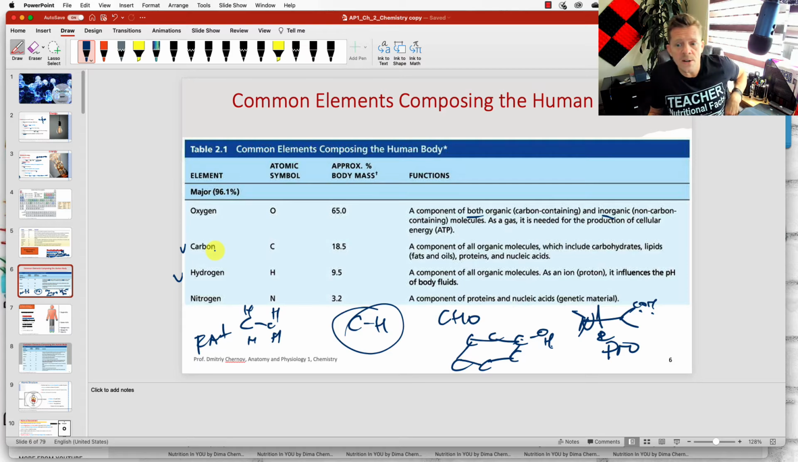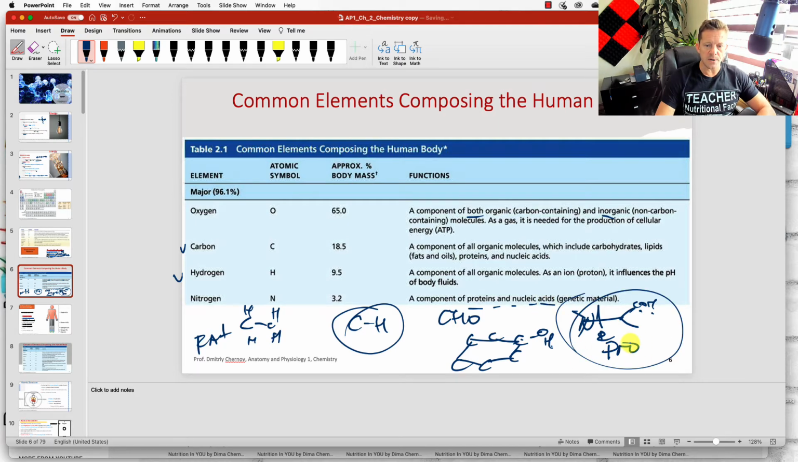Also, we obviously consume inorganic, like minerals, for example. Vitamins would be organic. Minerals are inorganic. And nitrogen, a component of all proteins and nucleic acids, right? Proteins are making the nucleic acids, DNA and RNA are made out of the proteins. Obviously, actually, the entire body is made out of the proteins.